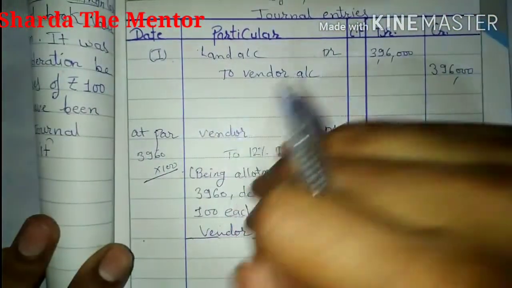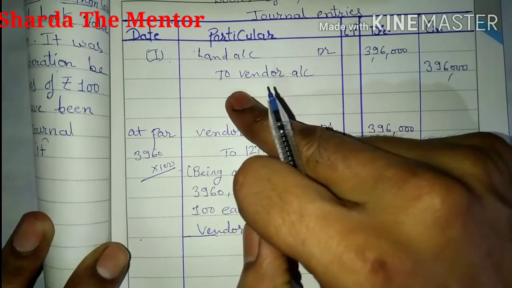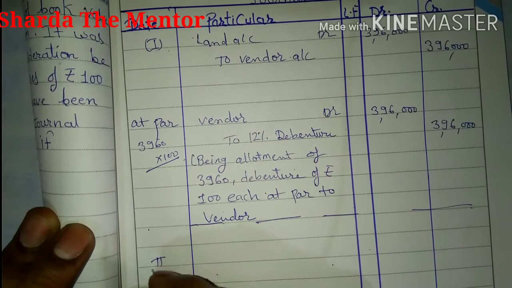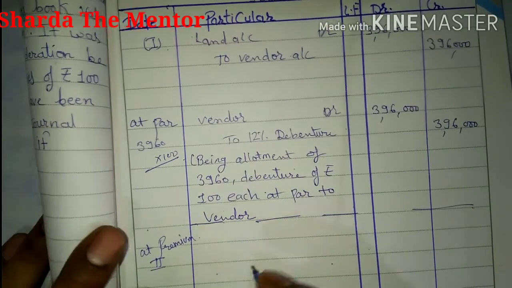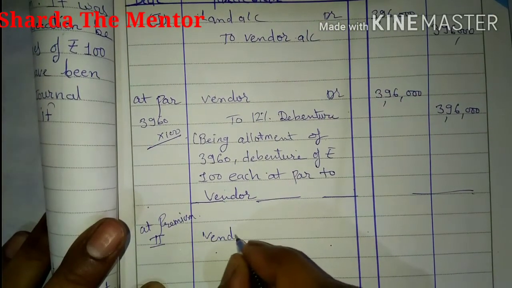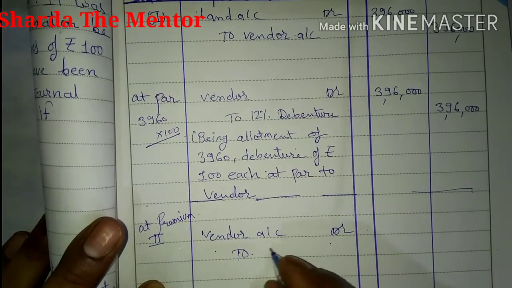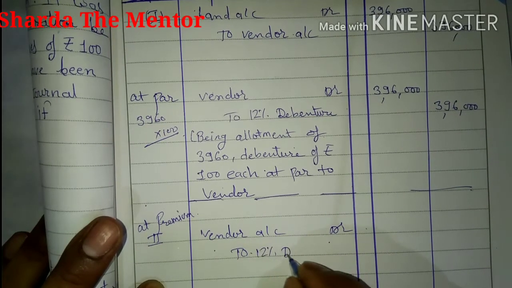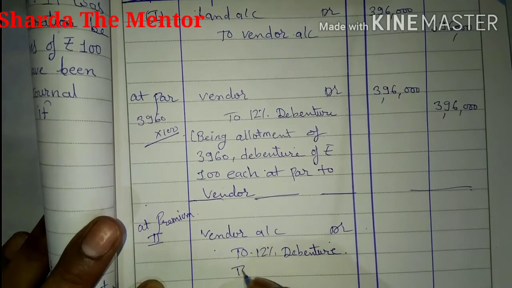Now in that case, the first entry will remain the same, because that is the first condition that we have completed. Now again we are creating the second, if we issued at the premium. The first entry will remain the same, but for the second entry, as we already know that premium is always credited, the entry will be passed: vendor account debited to 12% debenture and to securities premium.